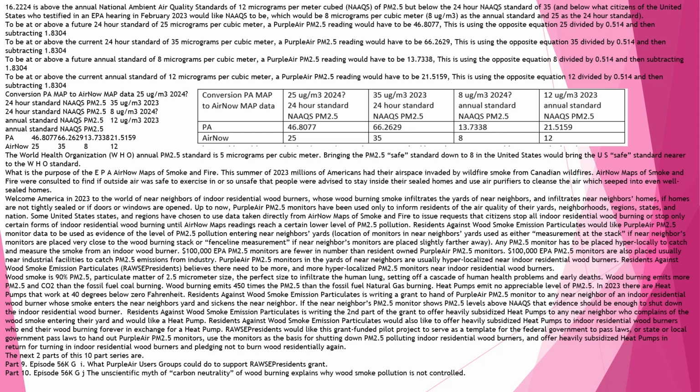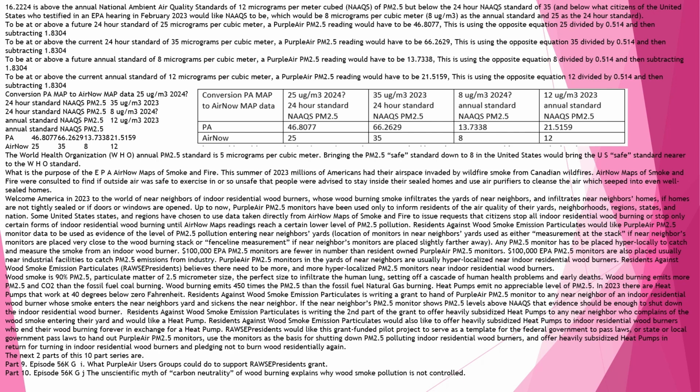PA: 46.8077, 66.2629, 13.7338, 21.5159. AirNow: 25, 35, 8, 12. The World Health Organization, WHO, annual PM2.5 standard is 5 micrograms per cubic meter. Bringing the PM2.5 safe standard down to 8 in the United States would bring the U.S. safe standard nearer to the WHO standard.